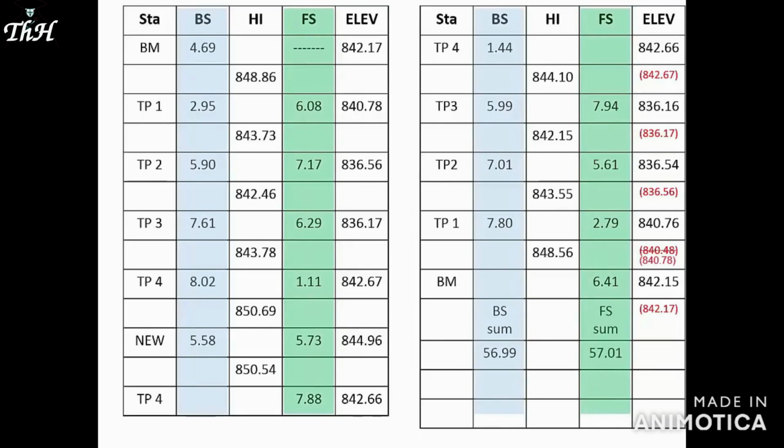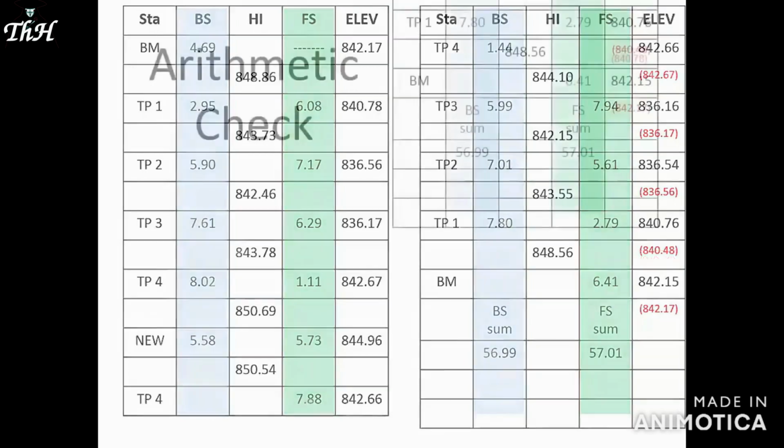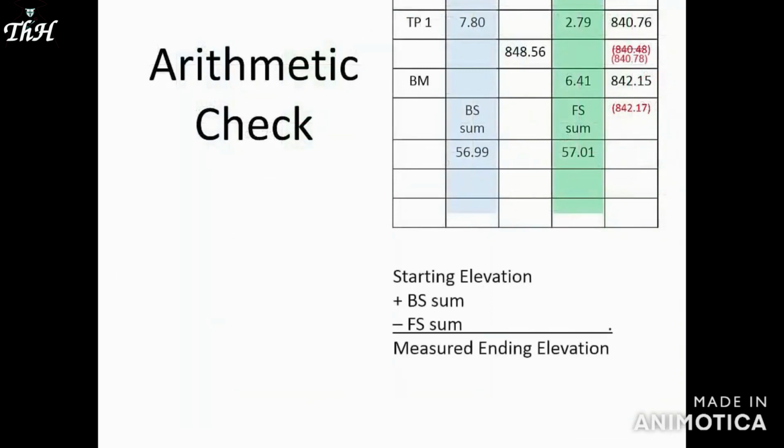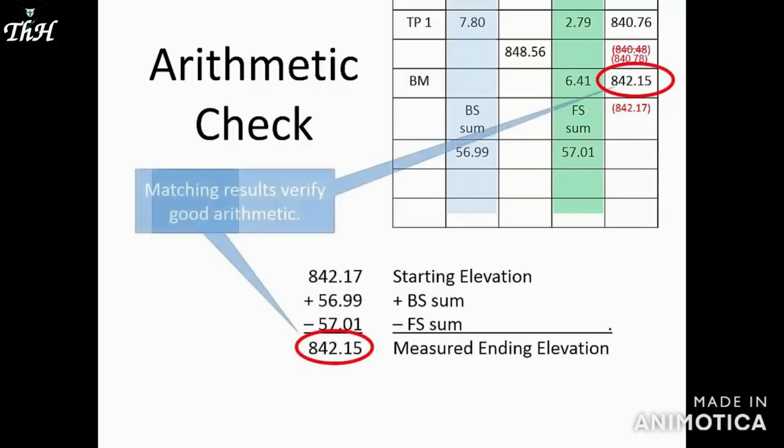To complete the arithmetic check, we have a simple sequence. To the starting elevation, that is the elevation of our known benchmark, let's add the backsight sum and subtract the foresight sum. This result should match the ending elevation you computed in the tabular field notes. If these numbers don't match, then there is a computation blunder somewhere in the process. When that happens, carefully recompute your work until you find and correct the mistake.